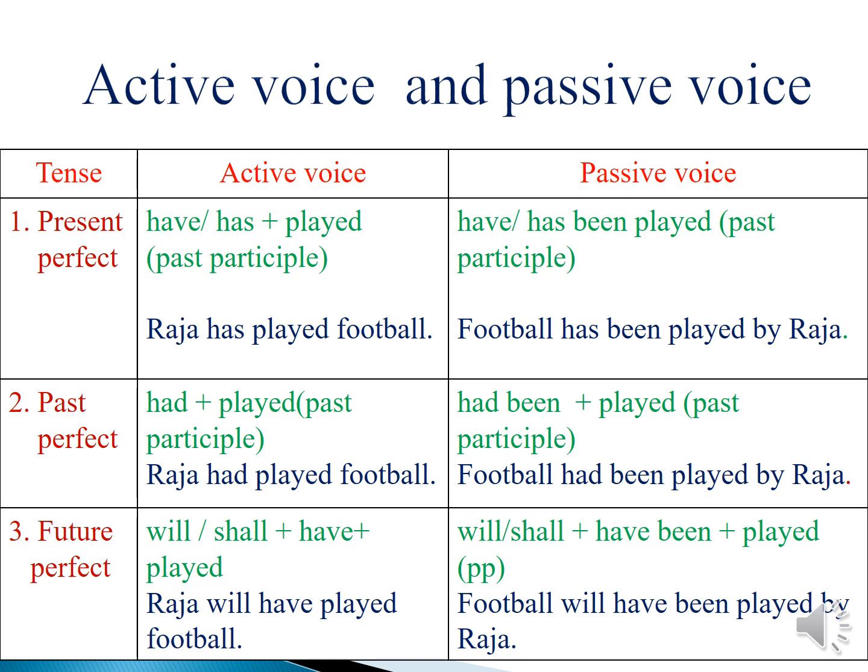Now, perfect tenses are very easy to change from active voice to passive voice. You have to change the subject and object. Then after that, we have to use been along with have, has, had, will have. We should use been. That is all.